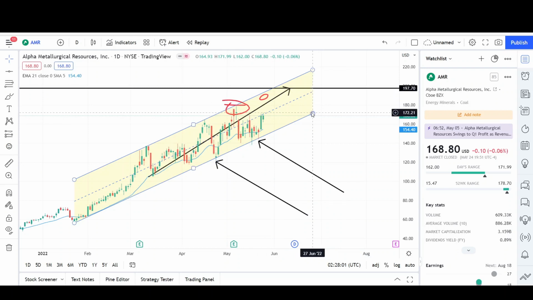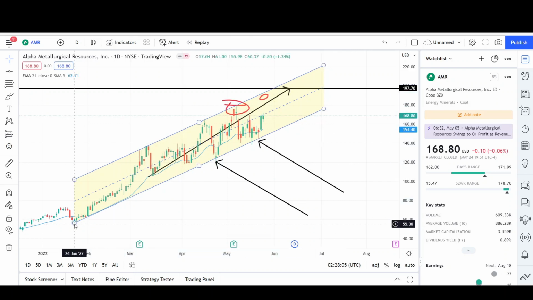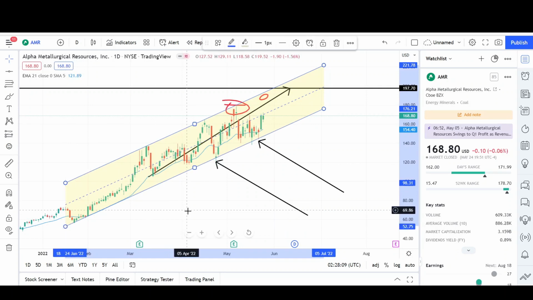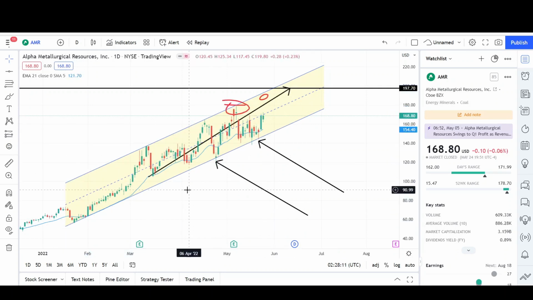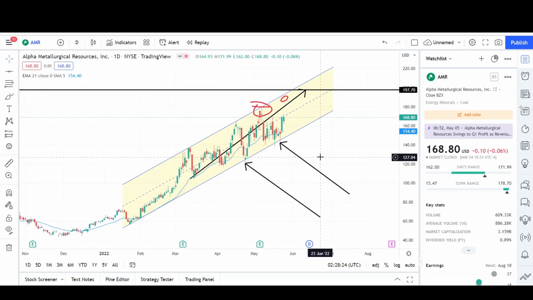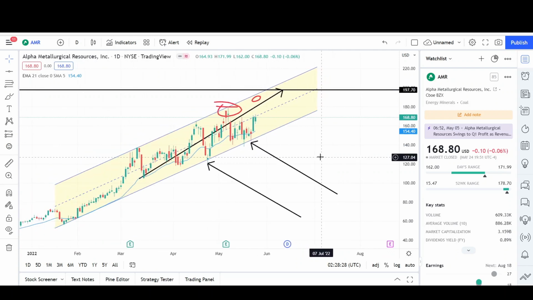No one is a fortune teller in this game, but you could definitely be on the right side of the market more times than not, and it's all about the probability. So probabilities say we will probably continue to stay in this channel, come close to this measured move, if not exceed it, and then from there we should probably be expecting a correction or a sell-off. So that's what I see on the daily chart, and let's go and wrap this up on the weekly chart.